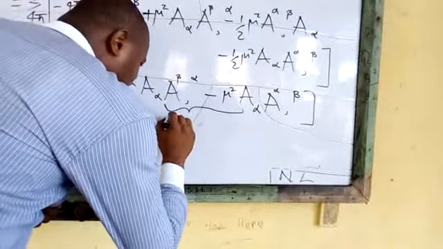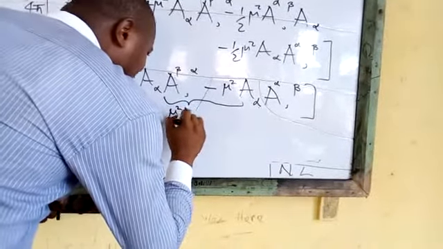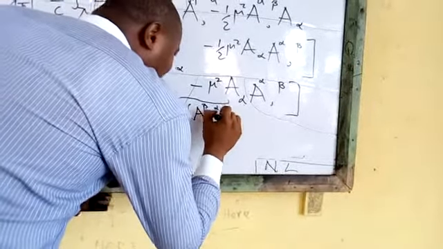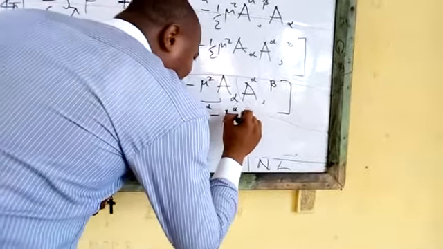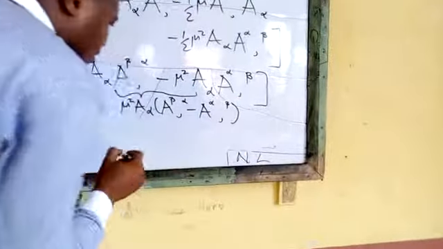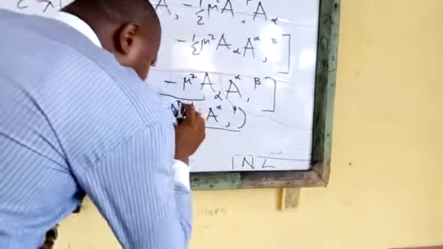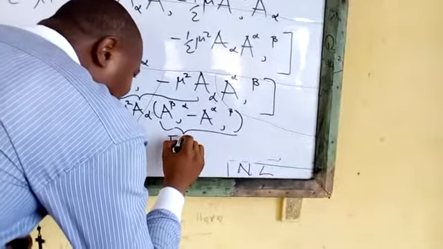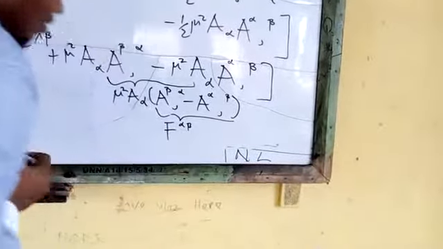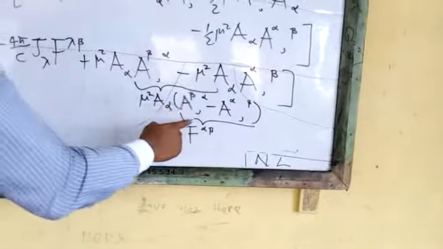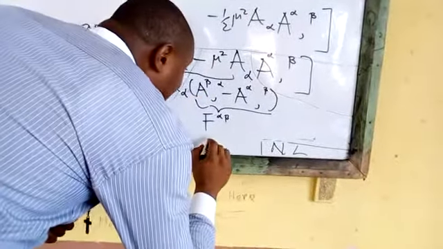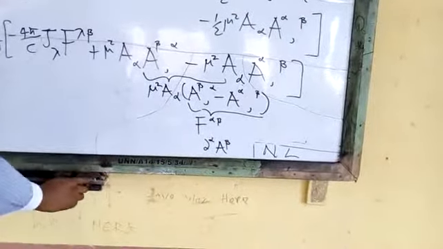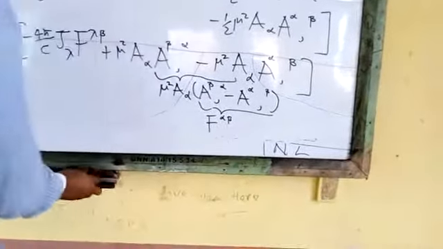I'm going to have something like mu squared a sub alpha, and then a beta comma alpha minus a alpha comma beta. And of course, you can recognize this already. This is the same thing as f, I believe, alpha beta. Remember, because this actually means the alpha a beta, right? That's what it actually means. So this is what I get for that.